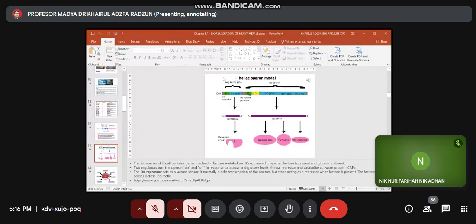So we have the regulatory gene here in the lac operon model, and this lac operon comprises the lacZ gene, lacY, and lacA gene. The control region or the regulatory region will comprise the CI promoter, the CI gene, and also the operon promoter. This region, then the promoter, and then this one is the operon.